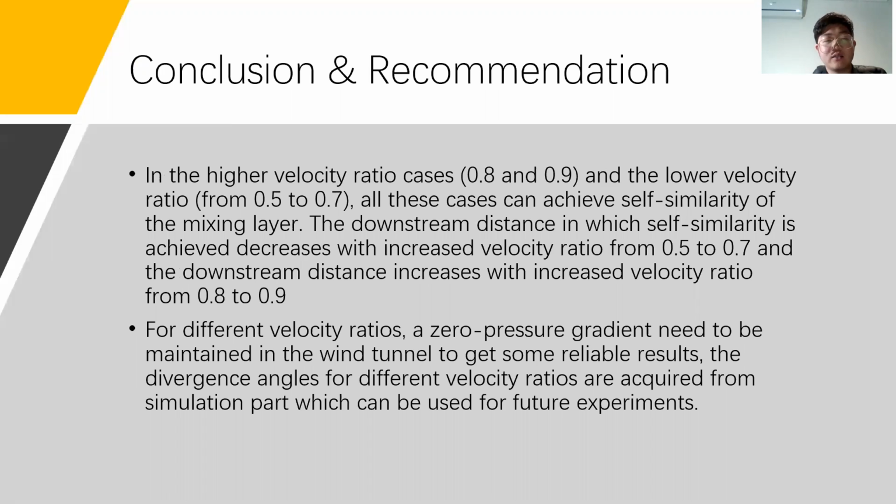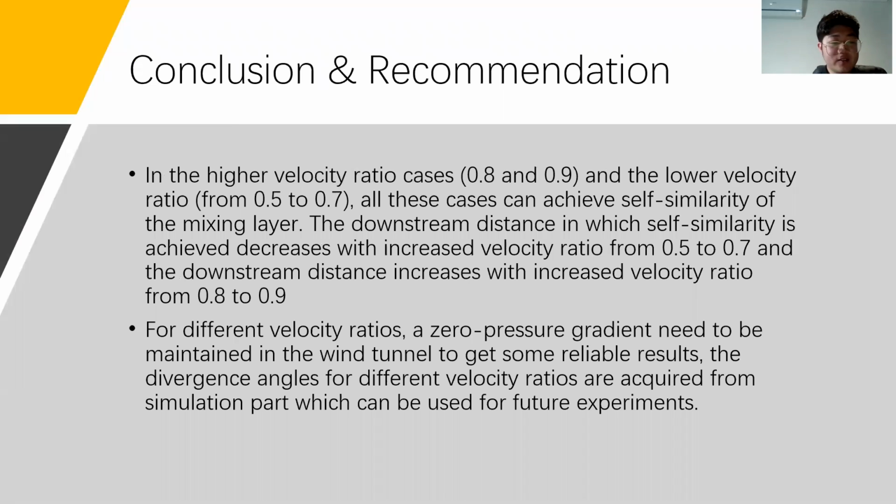The last part is conclusion and recommendation. In the higher and lower velocity cases, all these cases can achieve self-similarity of the mixing layer. The downstream distance at which self-similarity is achieved decreases with increased velocity ratio from 0.5 to 0.7, and the downstream distance increases with increased velocity ratio from 0.8 to 0.9.